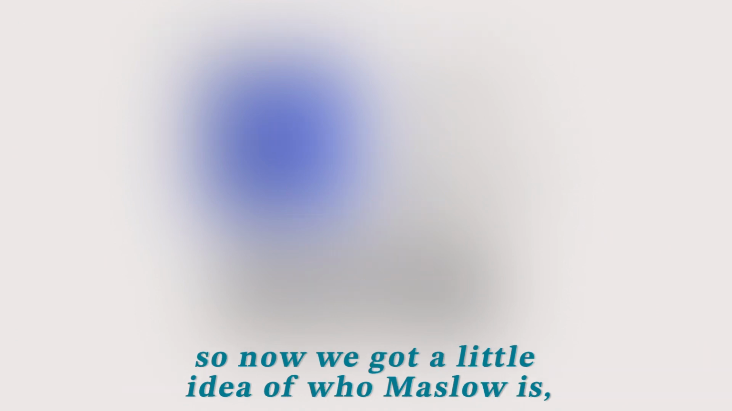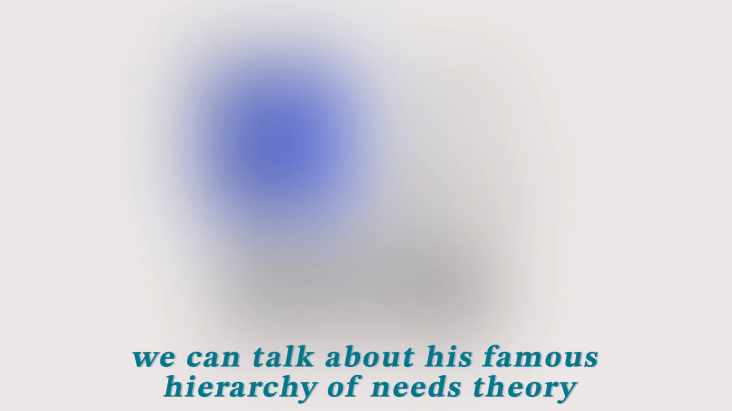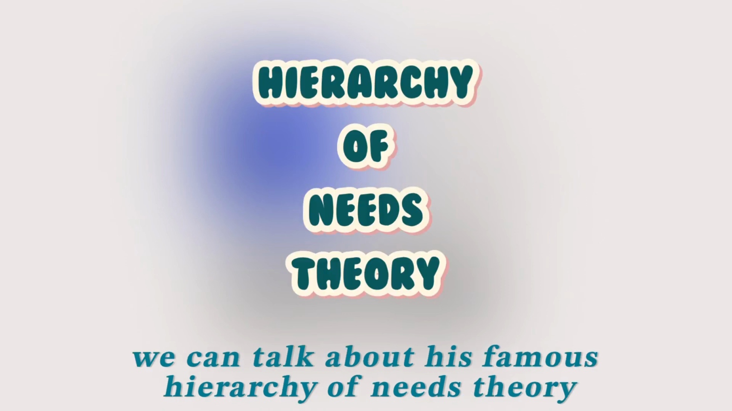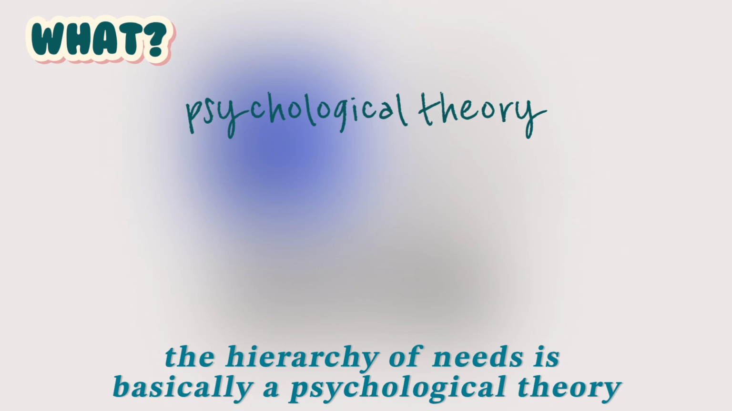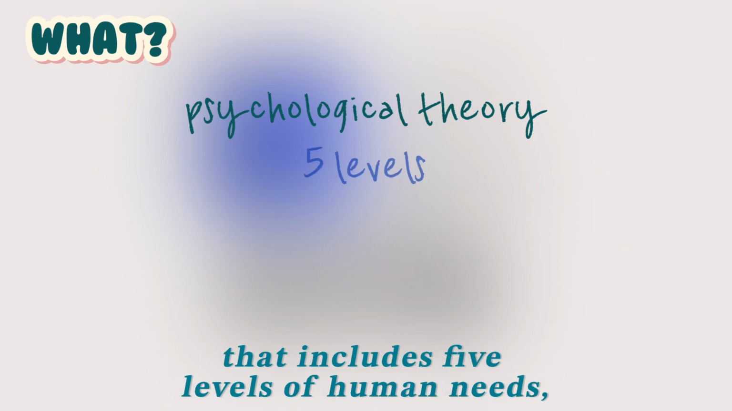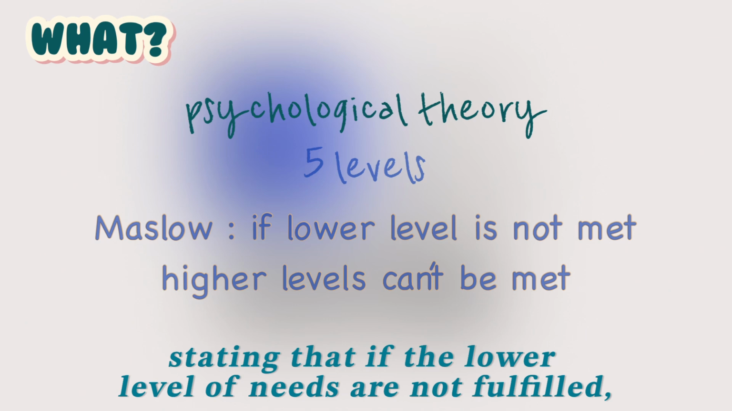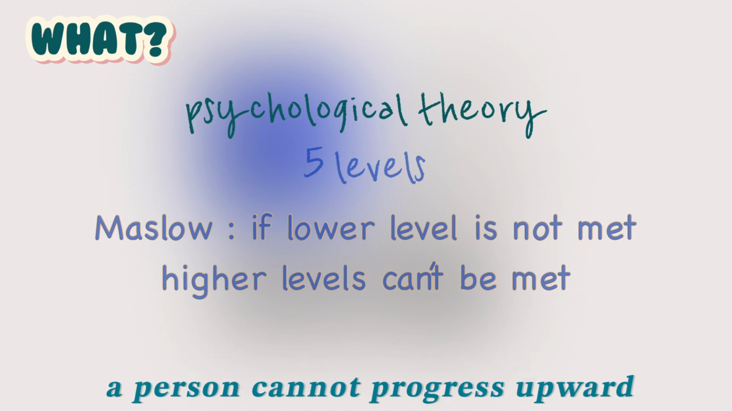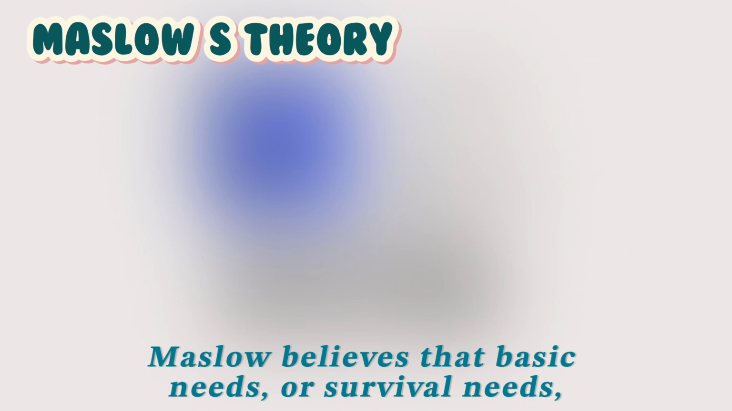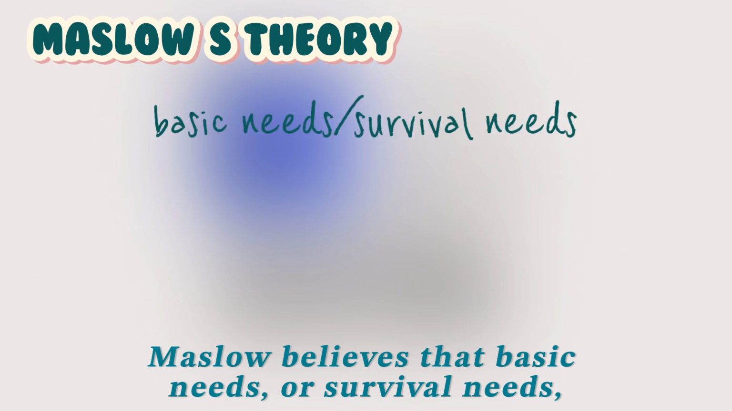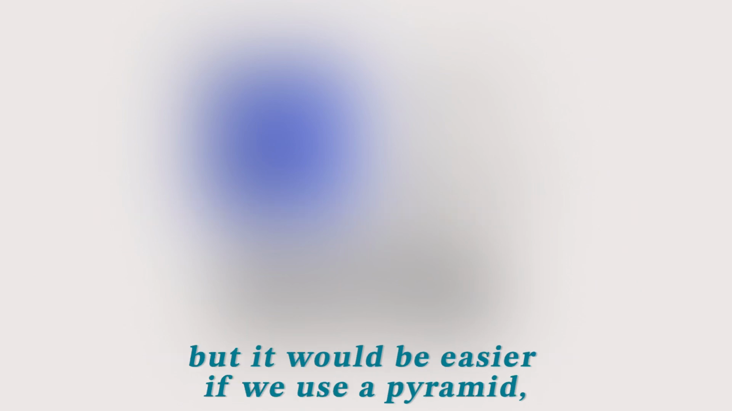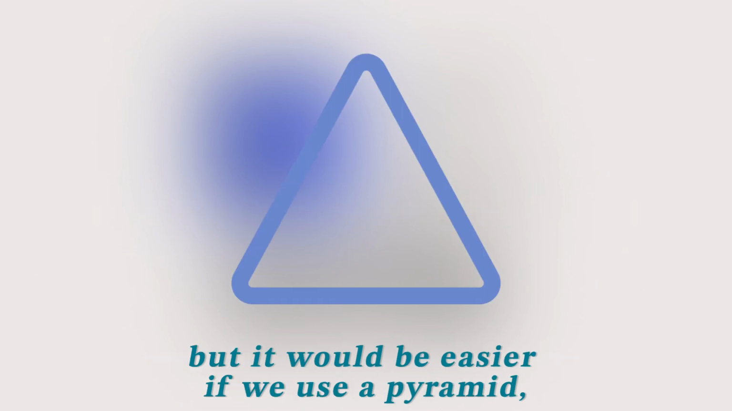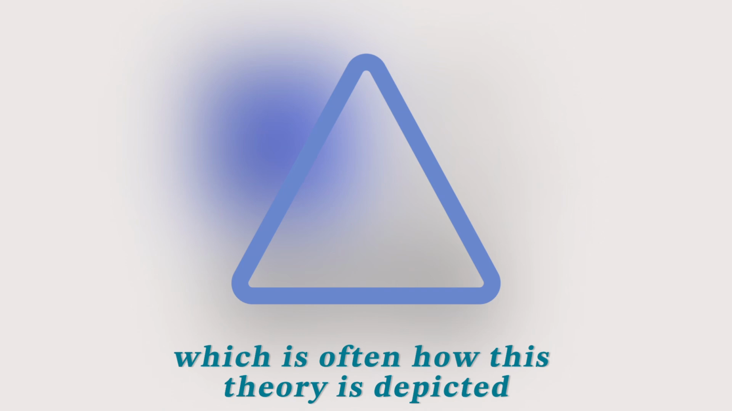So now we've got a little idea of who Maslow is, we can talk about his famous hierarchy of needs theory. Now, what is this theory? The hierarchy of needs is basically a psychological theory that includes 5 levels of human needs, stating that if the lower level of needs are not fulfilled, a person cannot progress upward. Maslow believes that basic needs, or survival needs, must be achieved before the person can move on to the next level of needs. Now, all of this probably doesn't make any sense, but it would be easier if we use a pyramid, which is often how this theory is depicted.